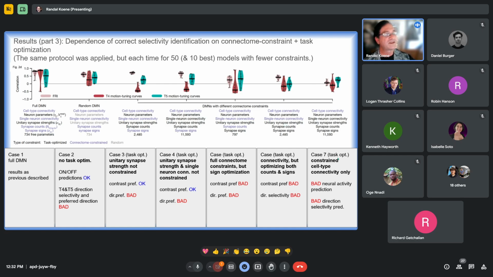If we go all the way to the right first, to case 7, this was a connectome that was only used to determine which cell types connect with other cell types, but task optimization was used to determine all the other free parameters. And in that case, neural activity was badly predicted throughout, so it wasn't really useful for any of these predictions that were studied here. And the remaining cases from 3 to 6 test further combinations of connectome constraint and task optimization. None of these were able to predict direction selectivity, but as long as the synapse sign was available, in these 2 cases here, contrast selectivity was well predicted.